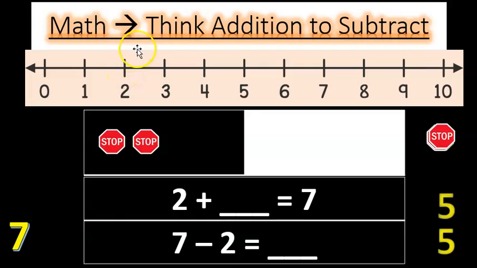Here we go. 1, 2, 3, 4, 5. Okay, so now we know how many stop signs we need to put in here. Your turn to count. Ready? Count by ones. Go.